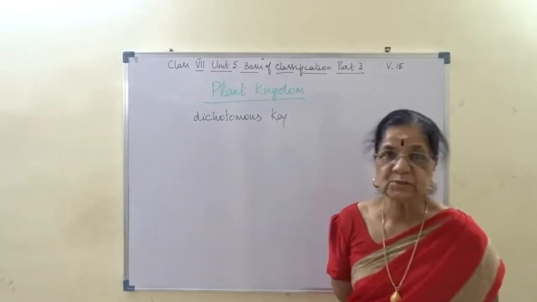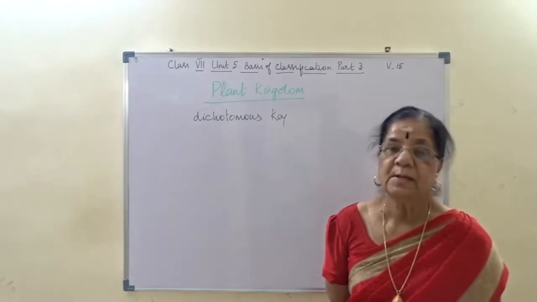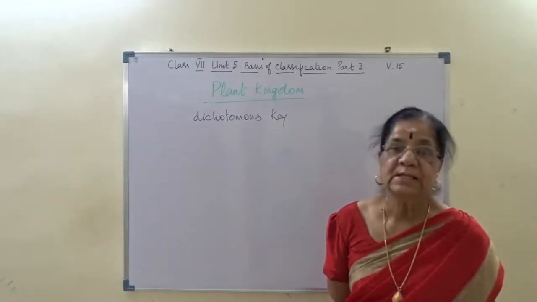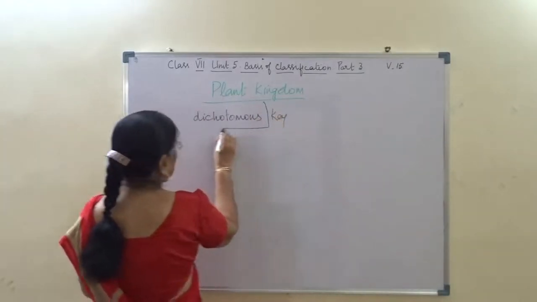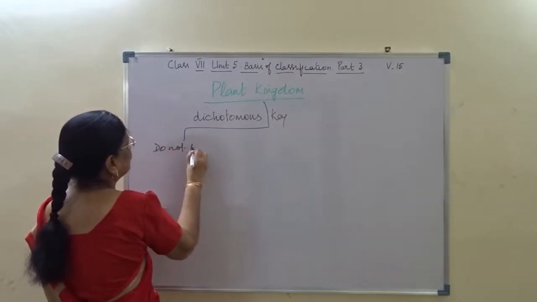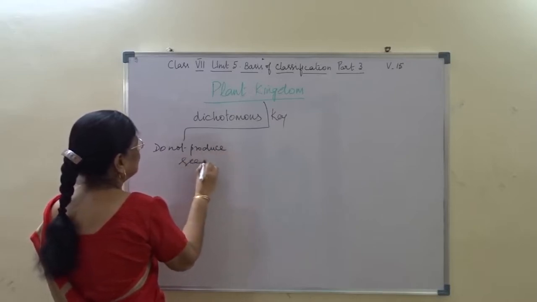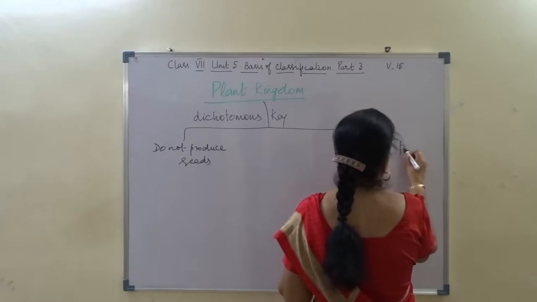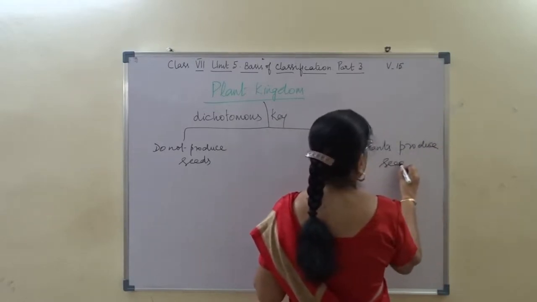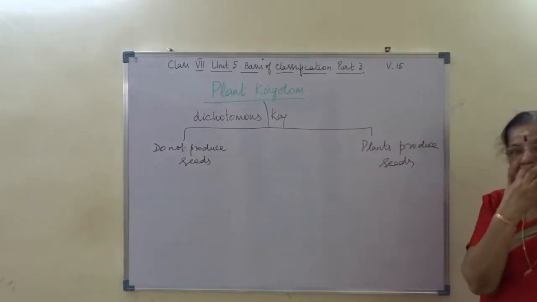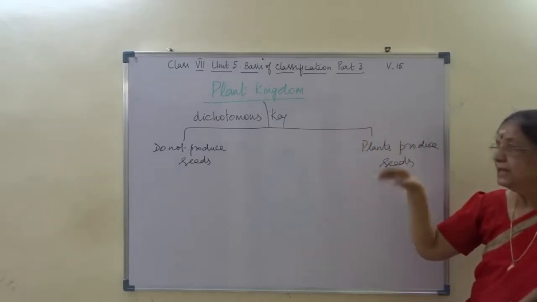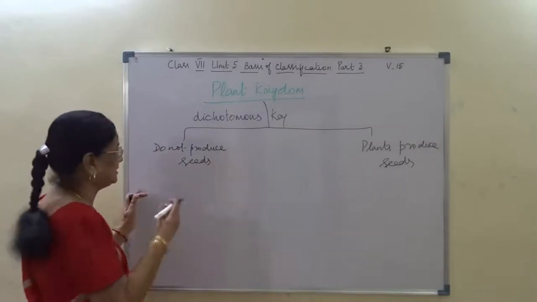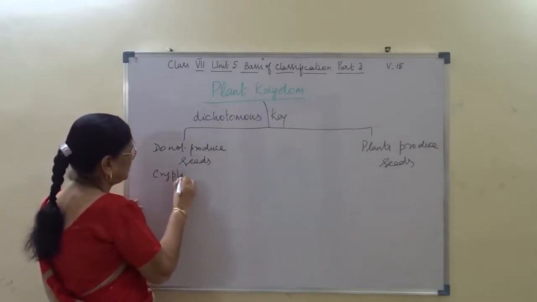Same way in plants also the same dichotomous key characters are present, based on the presence of seeds, production of seeds. Okay, so plants which produce seeds and do not produce seeds. The dichotomous key character is seed. Present, one group; absent, another group. Right? Now the plants that do not produce seeds, they are normally called cryptogams.